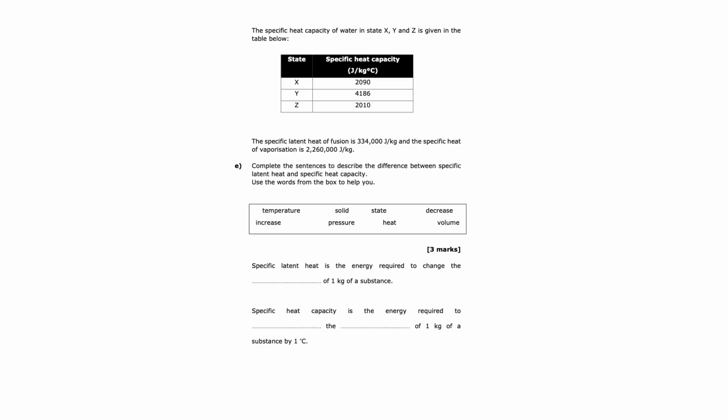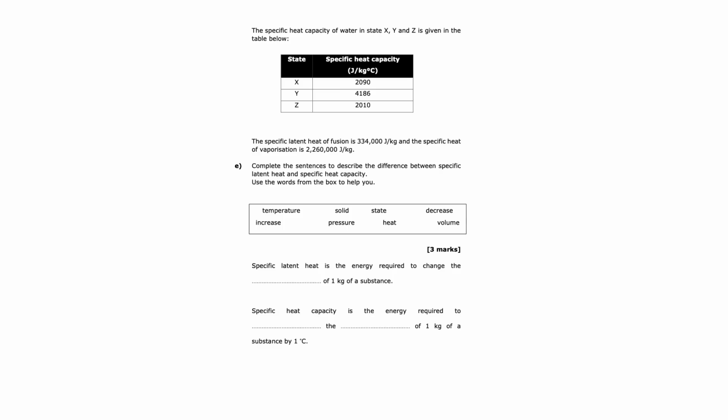We're told that the specific latent heat of fusion for water is 334,000 joules per kilogram, and the specific latent heat of vaporization is 2,260,000 joules per kilogram. Here we're asked to complete the sentences to describe the difference between specific latent heat and specific heat capacity, and we're told we can use the words from the box to help us.